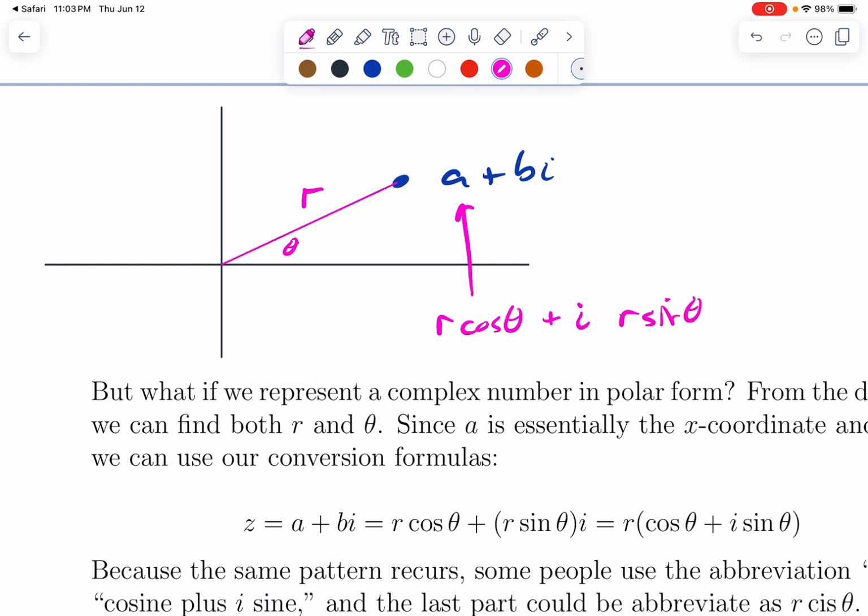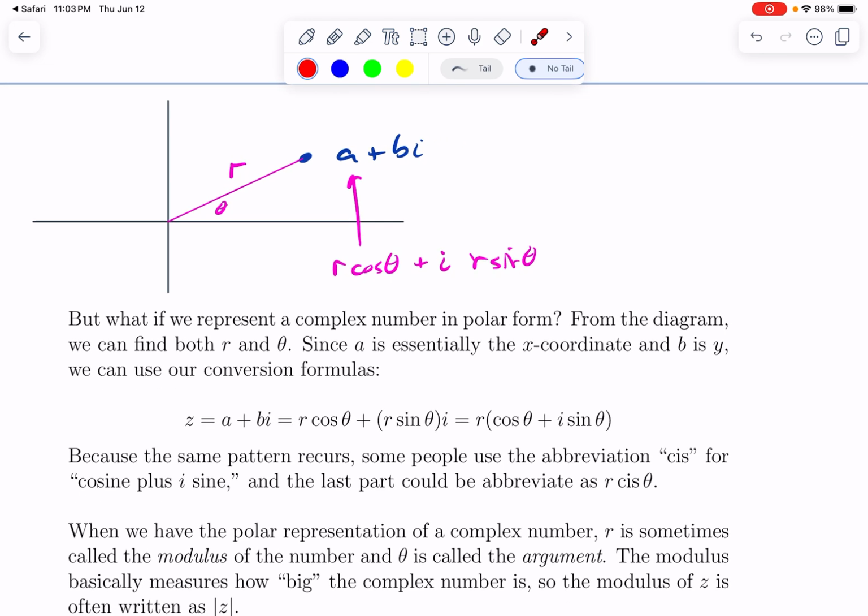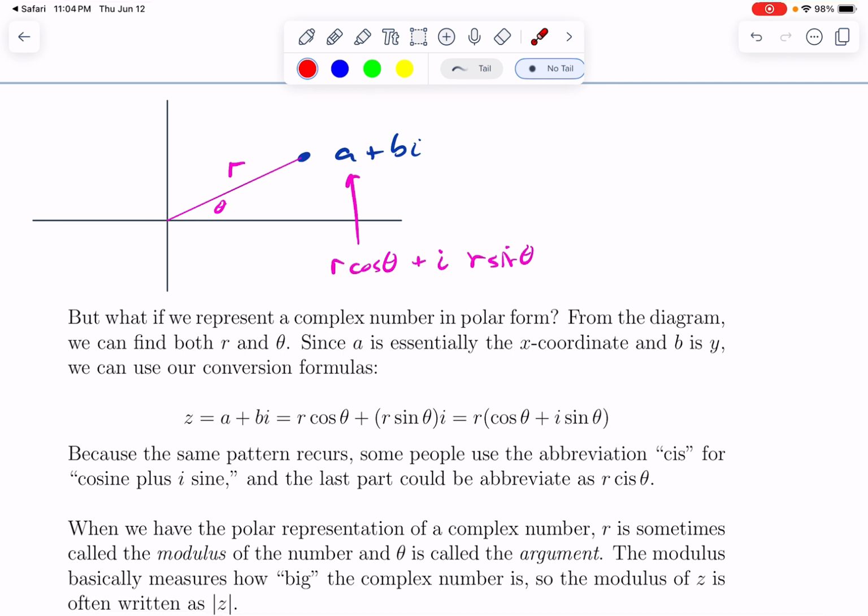And usually we put the i in front, just out of habit, to make it clear that we're not taking sine of it. So this is the same thing. If we know what this distance is and what this angle is, the real part is basically x, that's r cosine theta. The imaginary part is basically y, that's r sine theta. So that's what we have down here.